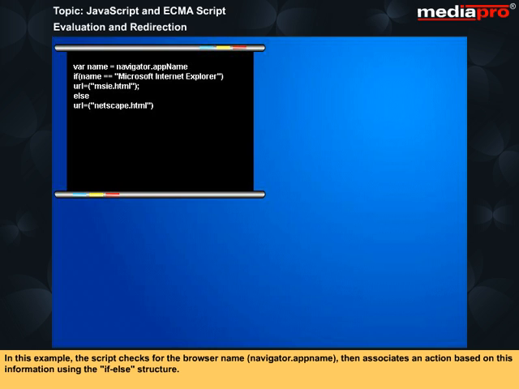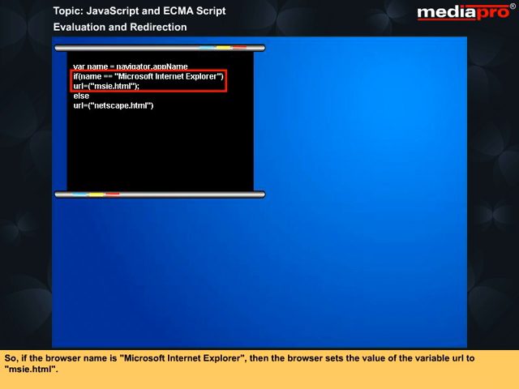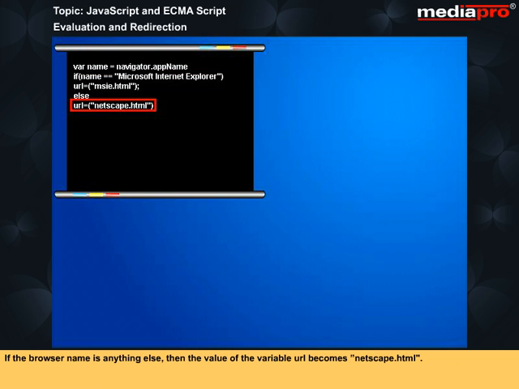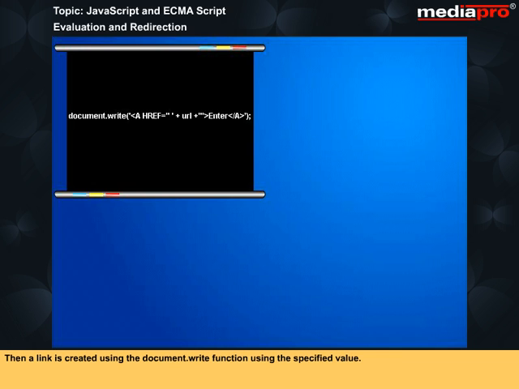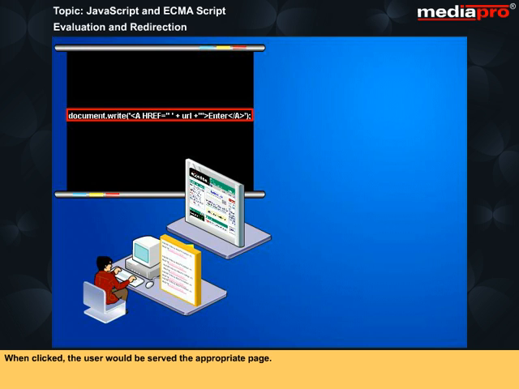structure. So, if the browser name is Microsoft Internet Explorer, then the browser sets the value of the variable URL to msie.html. If the browser name is anything else, then the value of the variable URL becomes netscape.html. Then a link is created using the document.write function using the specified value. When clicked, the user would be served the appropriate page.